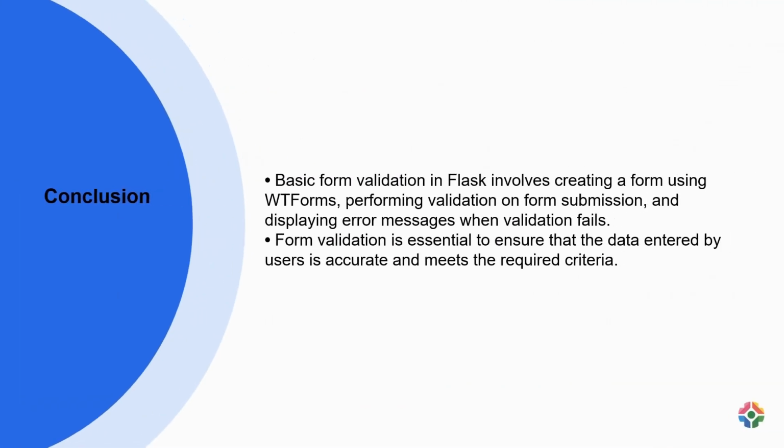1. Importance of form validation in Flask. A. Ensures data accuracy and conformity to specified criteria. B. Enhances user experience by providing prompt feedback on input errors. 2. Process of form validation in Flask. A. Create a form using the WTForms library. B. Define validation rules using validators from WTForms. C. Perform validation on form submission. D. Display error messages for failed validations.